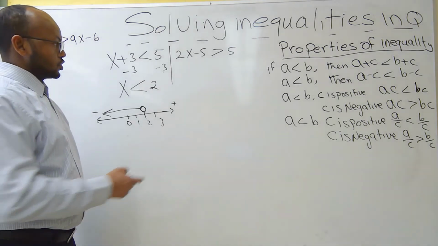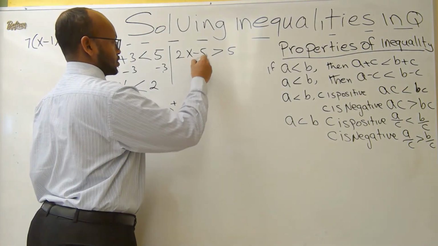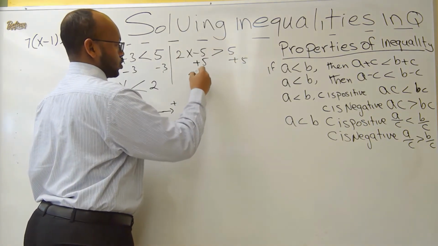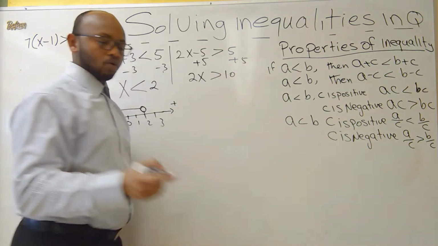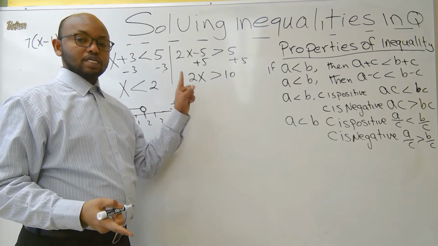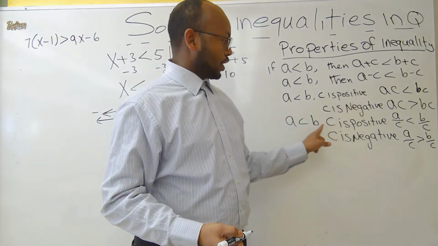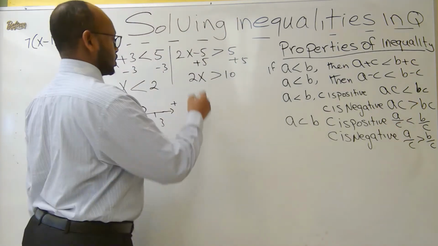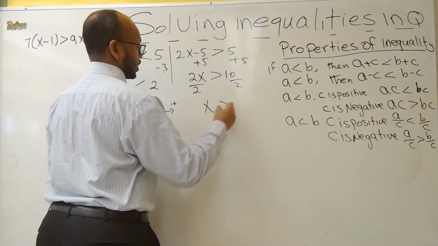Okay, when I come here, same, I will do the negative first. I should add 5 here, add 5 here. So I will rewrite 2x greater than 5 plus 5 is 10. Now I will divide. What will I divide by? The coefficient of x. Is this positive or negative? It's positive. When I'm dividing by a positive, is the sign changed? No. So I will keep the greater than sign. So x is greater than 5.